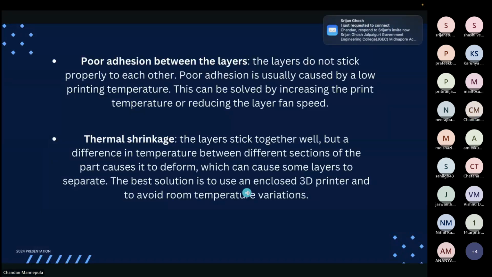So, in order to save these all from everything, you need to... I said in the last session, right? Why do we use closed frames rather than open frames? Do you guys remember it? You remember about frames, right? Open frame, closed frame. Yes. This is why we use closed frames rather than open frames: to maintain a consistent temperature inside the 3D printer.